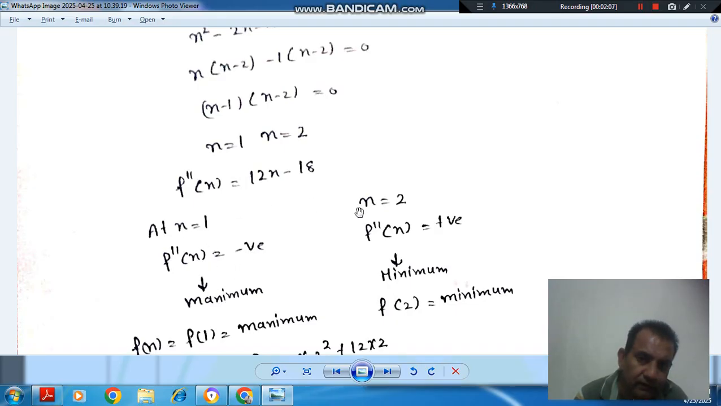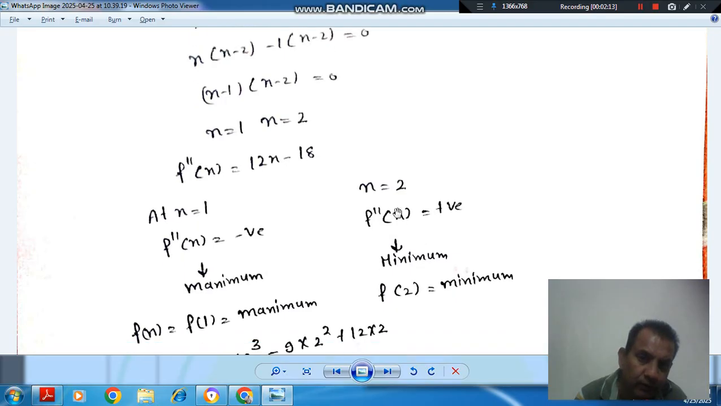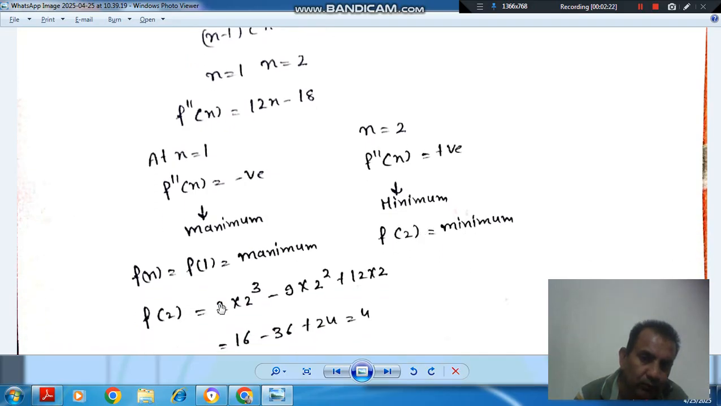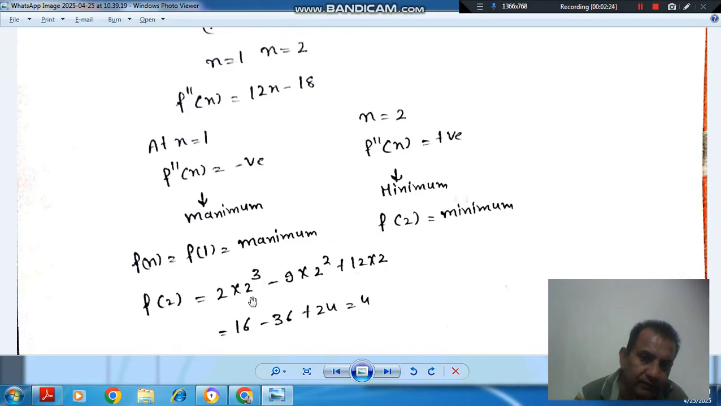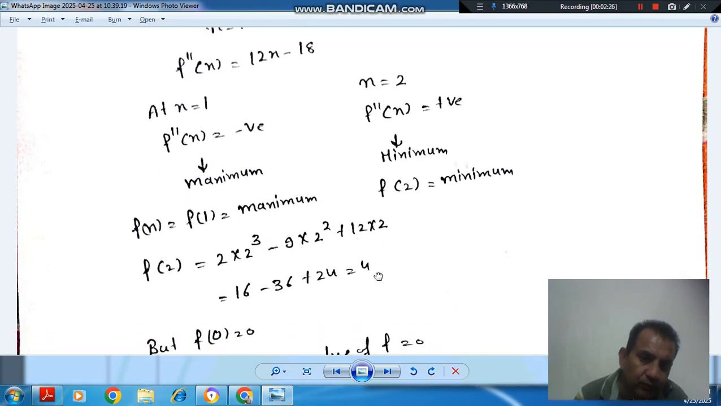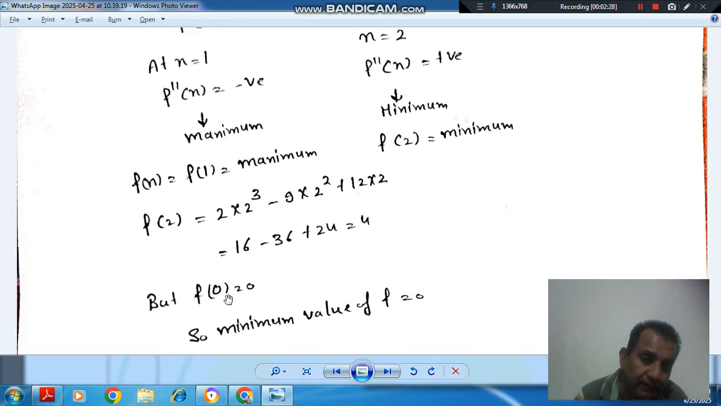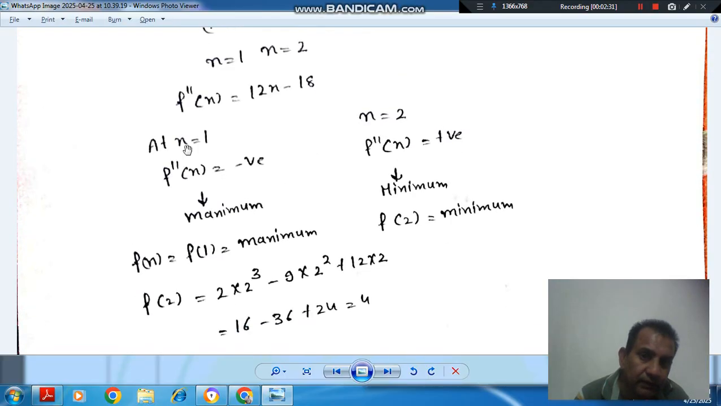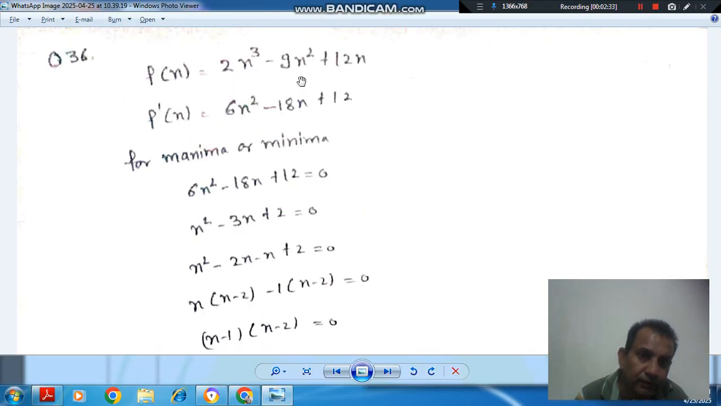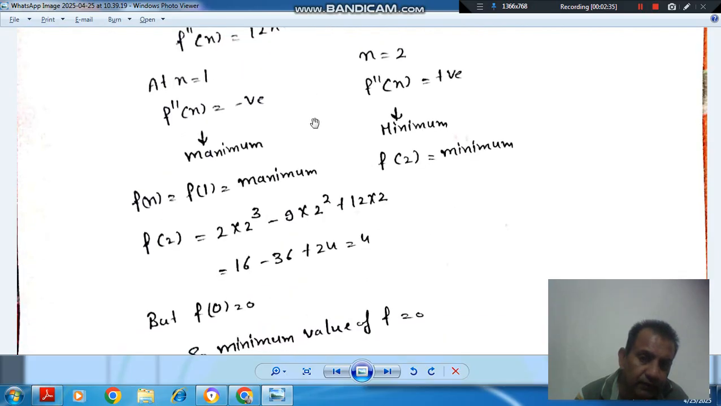Now we put x equal to 2, it will give 12 into 2, 24 minus 18, that is 6. It is a positive value. If it comes out positive, then at x equal to 2, f(x) will give a minimum value. So putting the value of x as 2, f(2) comes out as 4. But if we put x equal to 0, then we get the value of the function as 0, which is further lower than this 4.